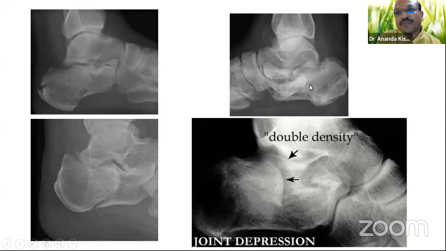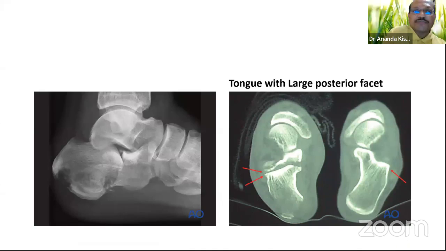Whereas in these fractures, the whole posterior tuberosity remains intact. This is basically a joint depression fracture. Whereas the double density, see the double density, is going inside the articular surface. You have to see the CT scan for the exact location of this component. So basically, it is a joint depression fracture.